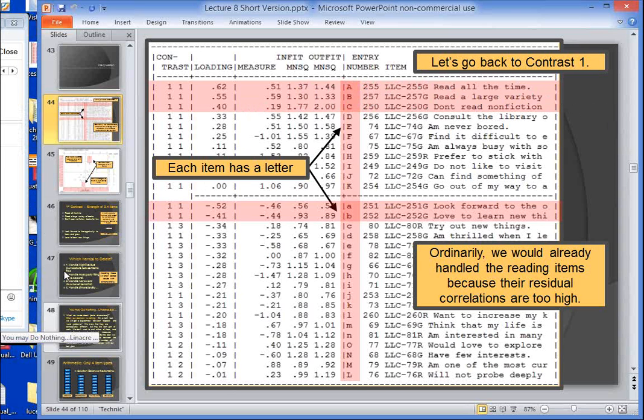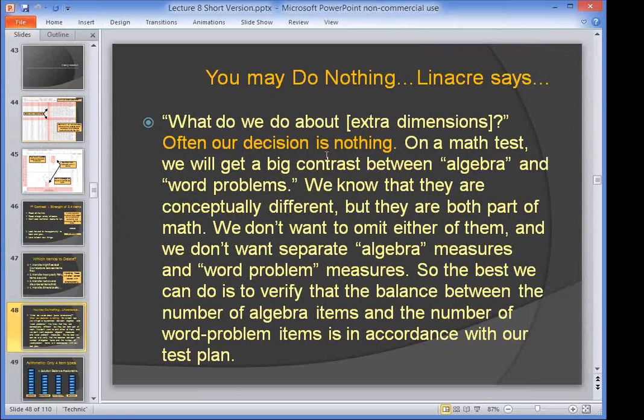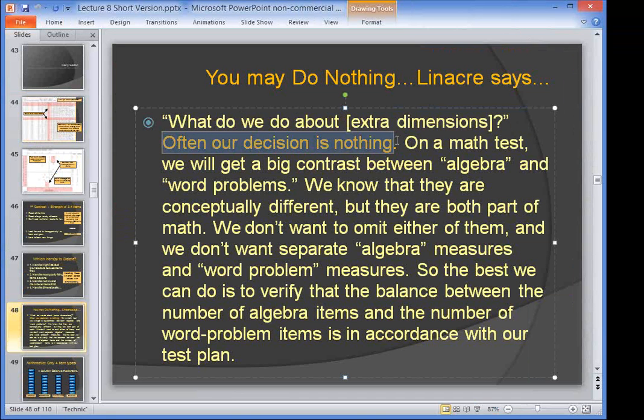Okay, so just sticking with the idea of what do we do about it, we have here this interesting quote from Mike Linacre, and he says, "What do we do about these extra dimensions? Often our decision is nothing. On a math test, we will get a big contrast between algebra and word problems. We know that they are conceptually different, but they are both part of math. We don't want to omit either of them, and we don't want to separate algebra measures and word problem measures."